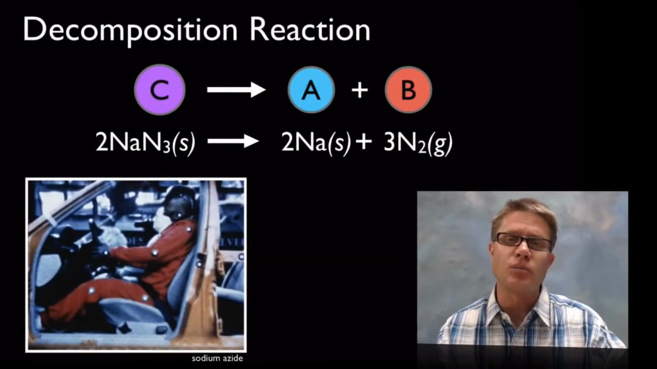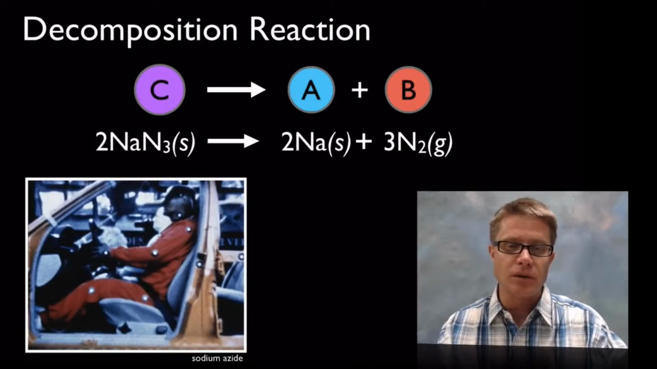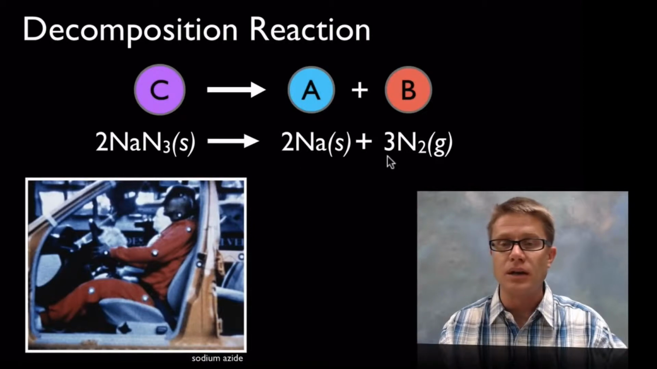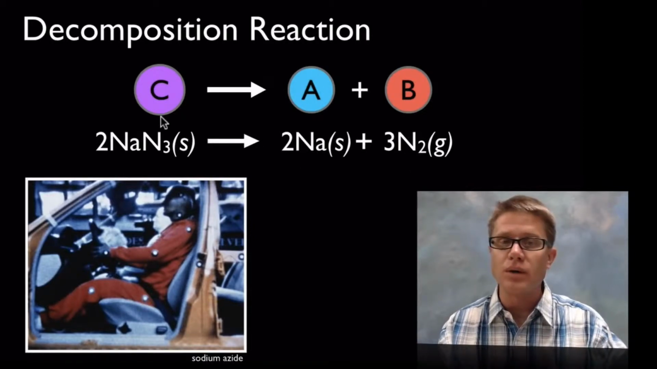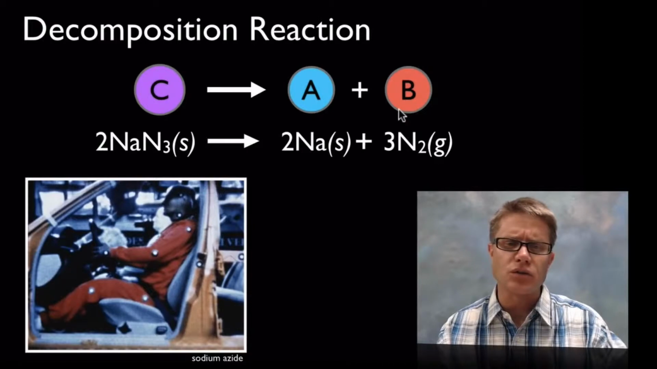What's decomposition then? It's when we're taking a compound and breaking it down. So here's an example. If we take sodium azide and break it down into sodium metal and nitrogen gas, that'd be a decomposition reaction. If we have one reactant and two products, it's a good idea that this is probably a decomposition reaction. Where's an example of this actual reaction? Well, this was used in early airbags.